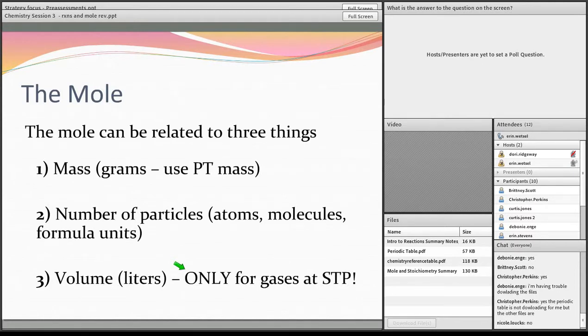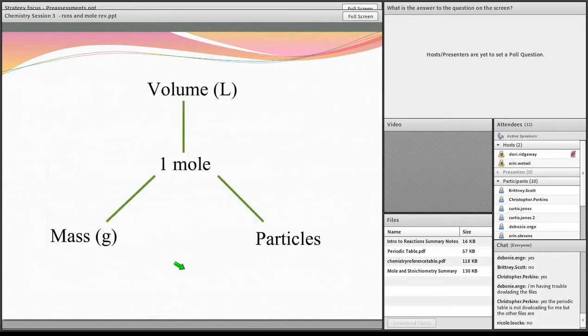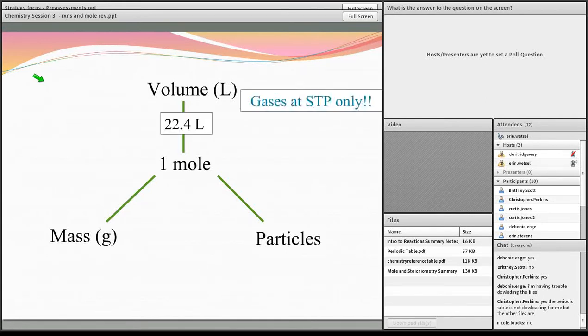In terms of our relationship, it's nice to have a visual representation, so I encourage you to use something similar with your students if you're teaching your chemistry concepts. We can do our relationship here. So 1 mole is equal to 22.4 liters. Again, just a reminder, that's for gases at STP only. We can relate a mole to particles, and we use Avogadro's number, 6.022 times 10 to the 23rd particles. That's how many particles are in 1 mole of a substance. And in terms of mass, we simply use the molar mass, which we get from the periodic table.